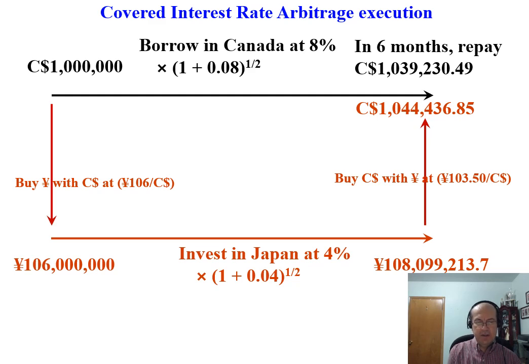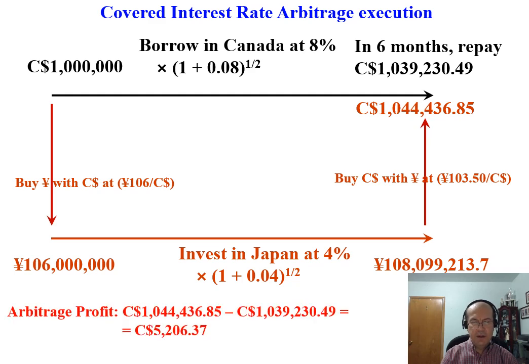So this is how much the trader will have by exchanging 1 million Canadian dollars at the spot exchange rate into Japanese yen, by investing Japanese yen in Japan at 4% for half a year, and then by exchanging Japanese yen back to Canadian dollars at the forward rate in 6 months. And now we can calculate the arbitrage profit, which will be the difference between how much the trader needs to repay in Canadian dollars and how much money the trader will have after converting Japanese yen into Canadian dollars at the forward rate.